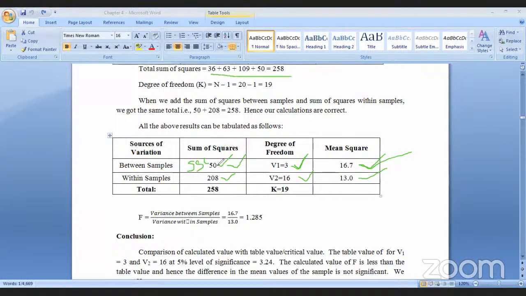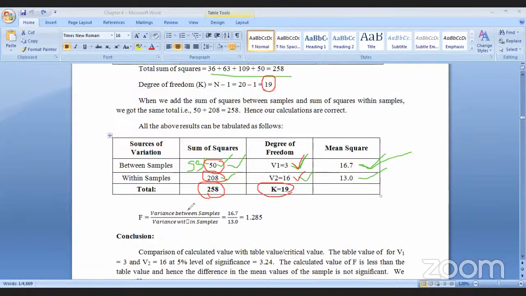If you add these, 50 plus 208, then you will get 258. Then if you add V1 is equal to 3 and V2 is equal to 16, you will get 19.